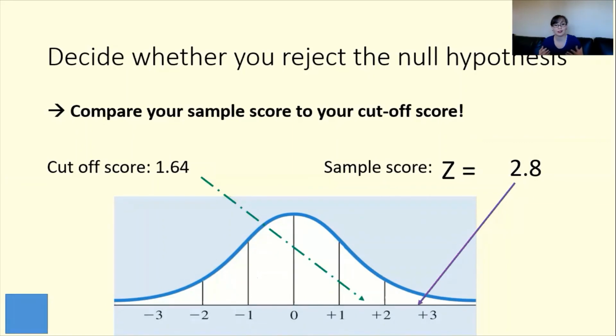If we had a non-directional hypothesis, we were using 2 tails, we would look in either direction. And if we were looking for a decrease, that would also be a one-tailed test, but we'd be looking only at the negative side. But again, this is more extreme. Our sample score here is more extreme than our cutoff score. It's further out into our tails in the correct direction. And so here we would reject our null hypothesis.